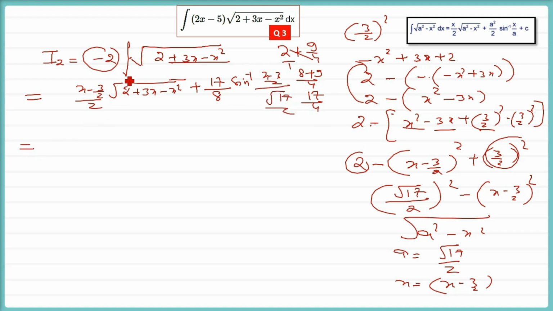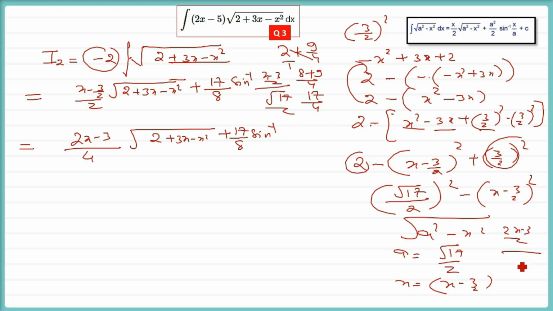Now let's resolve this more. X minus 3 by 2 is 2x minus 3 by 2. 2 is already there, so it becomes 4. Under root 2 plus 3x minus x square plus 17 by 8 sine inverse. This x minus 3 by 2 will be 2x minus 3 by 2. Under root 17 by 2 is already there in the denominator. 2 gets cancelled. 2x minus 3 divided by under root 17 will come. Now negative 2 has to be multiplied inside. Let's multiply both terms with negative 2. So just assume that I am multiplying here with negative 2. Now I am going to add I1 along with this.